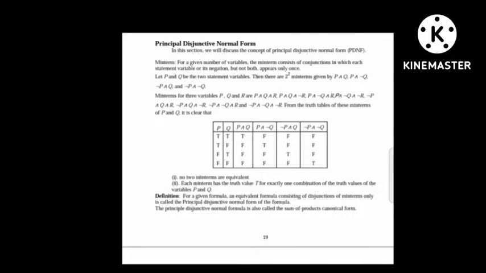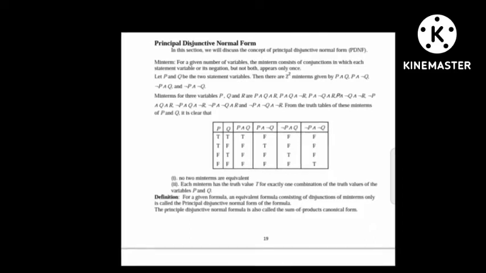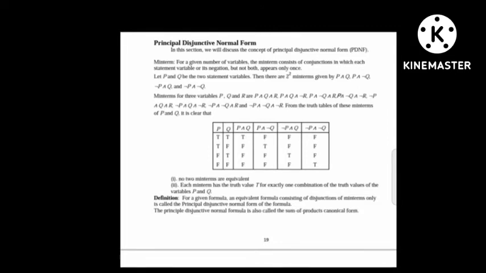Principal disjunctive normal form. In this section, we will discuss the concept of principal disjunctive normal form, PDNF. Minterms for a given number of variables. The minterms consist of conjunctions in which each statement variable or its negation, but not both, appears only once. Let P and Q be the two statement variables. Then there are 2^2 minterms, given by P ∧ Q, P ∧ ¬Q, ¬P ∧ Q and ¬P ∧ ¬Q. These are the minterms, as you can see here.